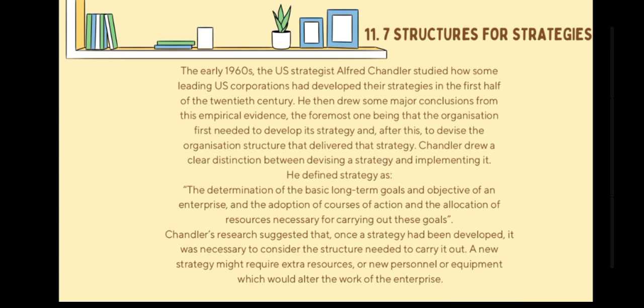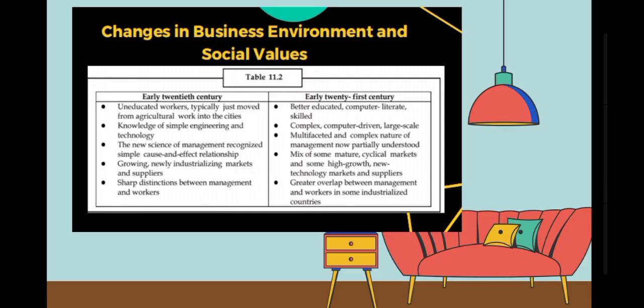According to Chandler, strategy entails choosing long-term goals and objectives, choosing a course of action, and allocating the necessary resources. According to him, structure refers to how an organization is set up to implement strategy.